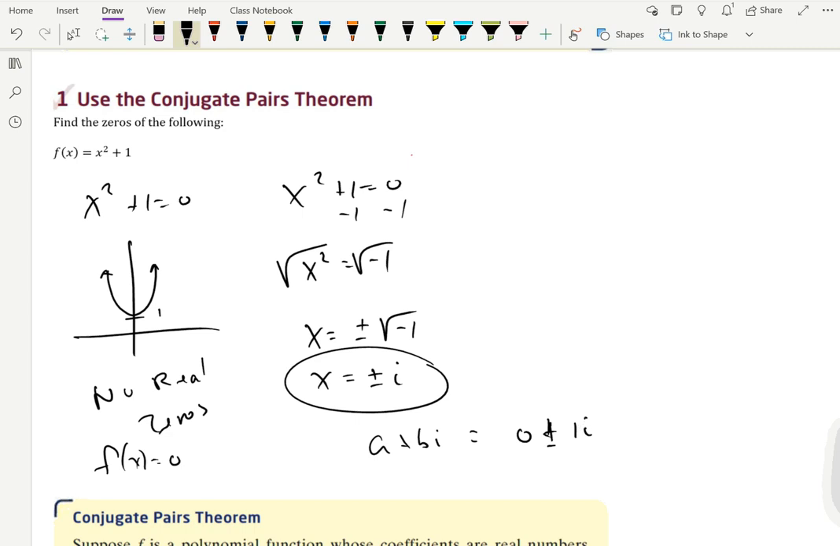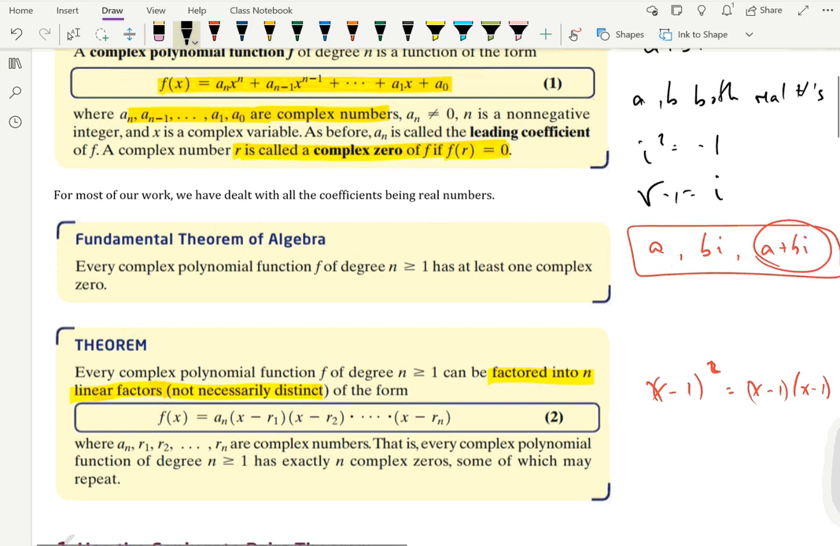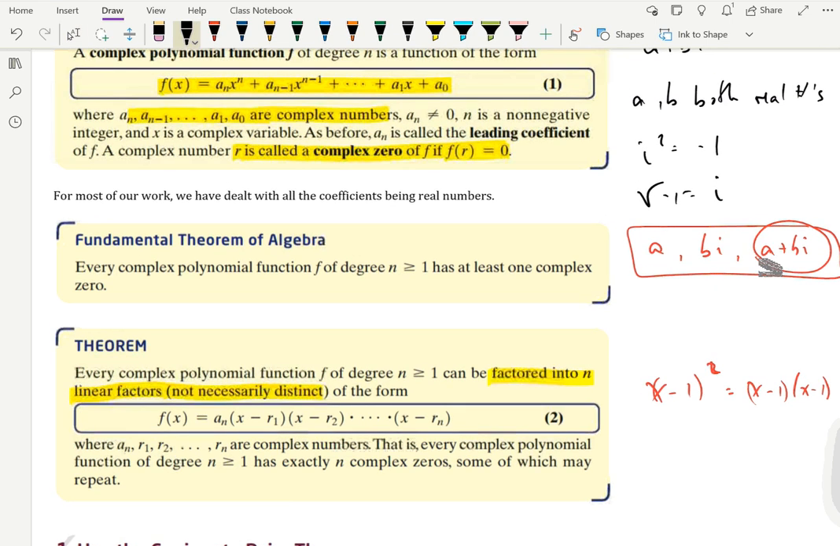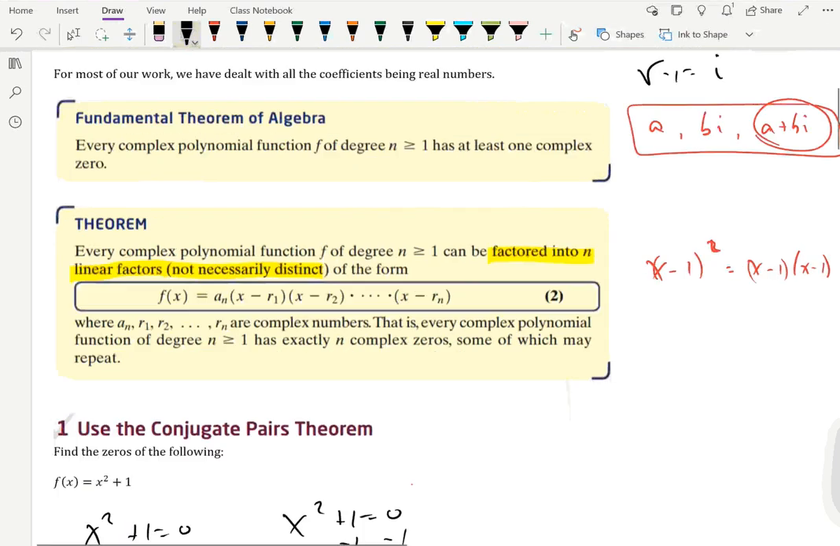So we do satisfy then, we do satisfy the fundamental theorem of algebra where we have at least one complex 0. Okay, in this case we have, instead of a plus bi, we have bi, but we have two of those. Okay, the theorem says we have to have at least one. So we can have more, but we have to have at least one. Okay, so that's part of our idea.